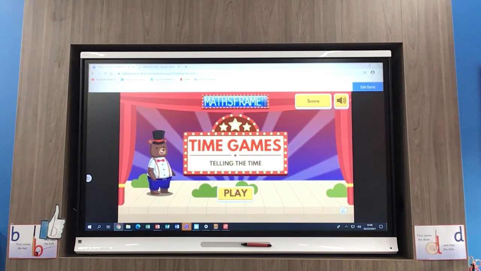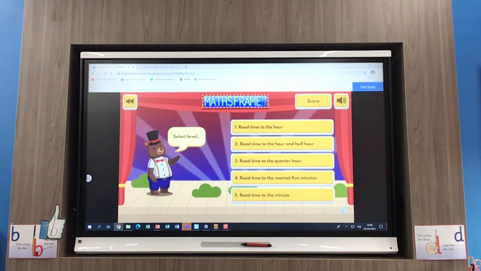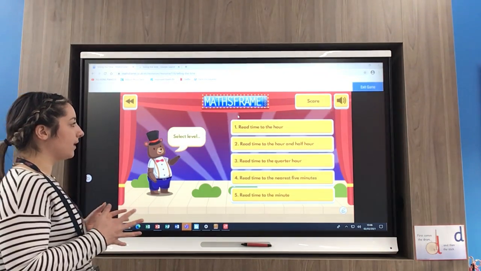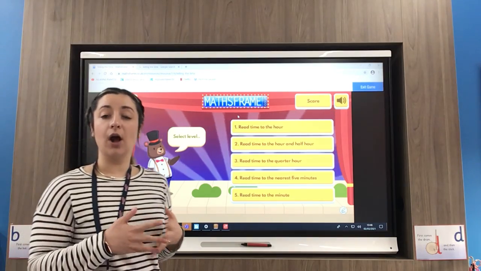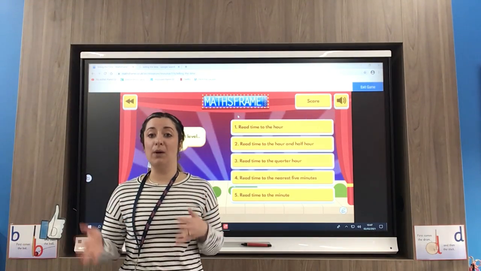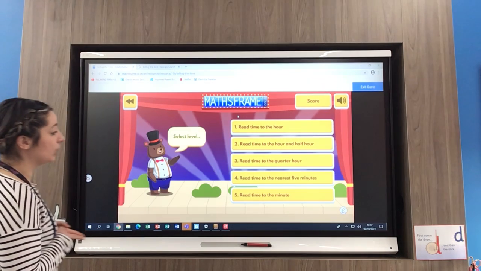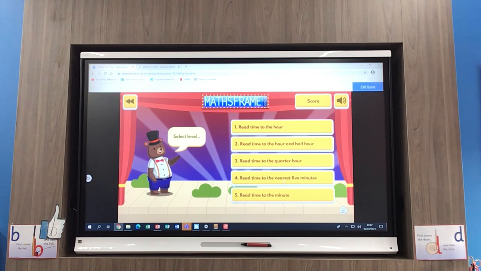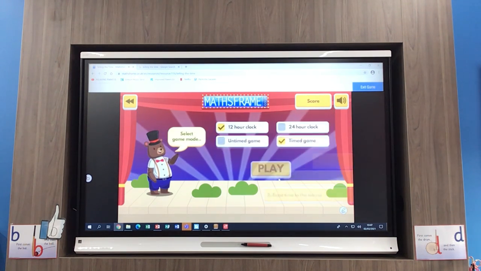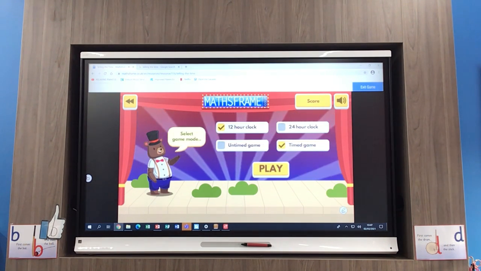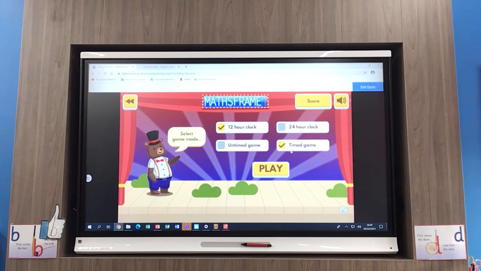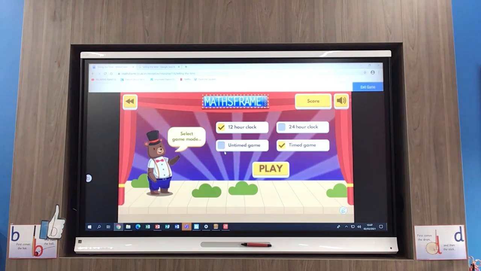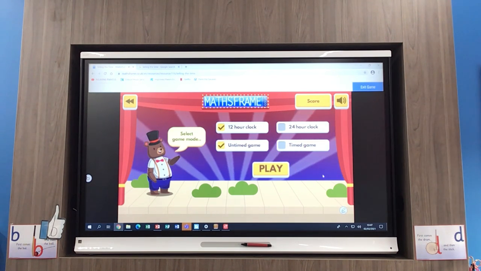Okay, so we're going to press play. Now you can select a level on here, and in your books we are not just focusing on o'clock, we are also focusing on different intervals within the hour. So I'm going to have a look at reading time to the nearest 5 minutes. Okay, we're going to be looking at a 12-hour clock because that's what we've looked at today, and you can either choose whether you want it timed or untimed. We will go on untimed just so you can see how to play the game.